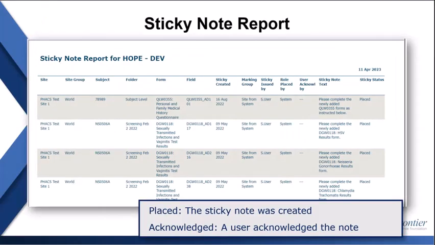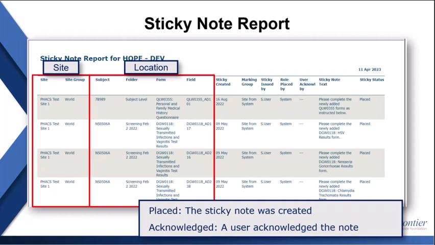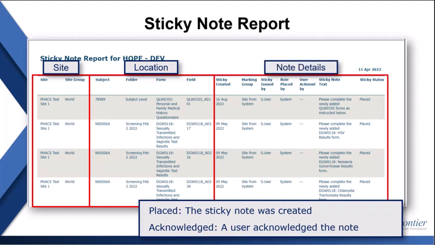For each sticky note, this report gives the following information regarding the ECRF containing the note. First, we see the site and site group. Next is a description of the location of the note. Following this, information can be viewed for the sticky note itself. We can see the date that the note was received. Marking group tells us broadly whether the note was issued by the system or by another user.